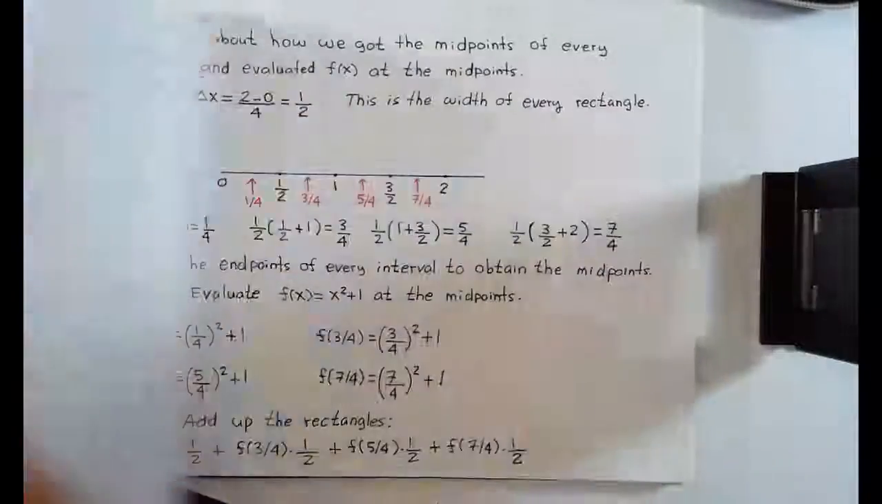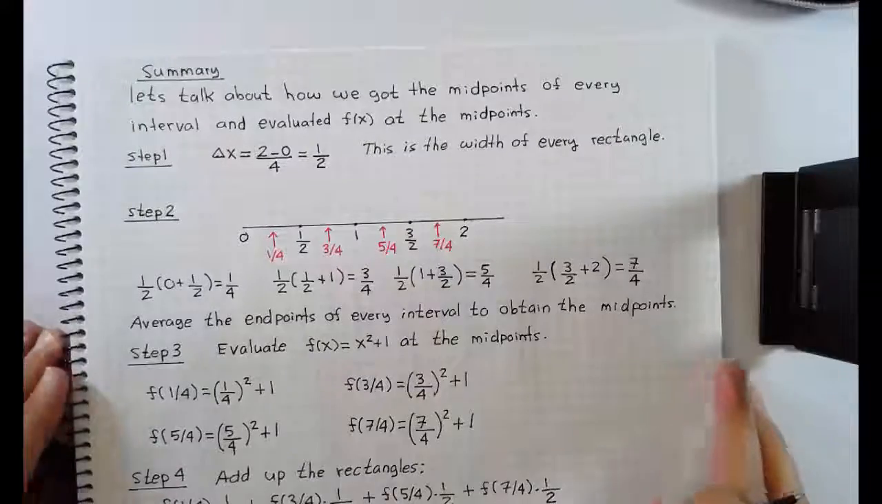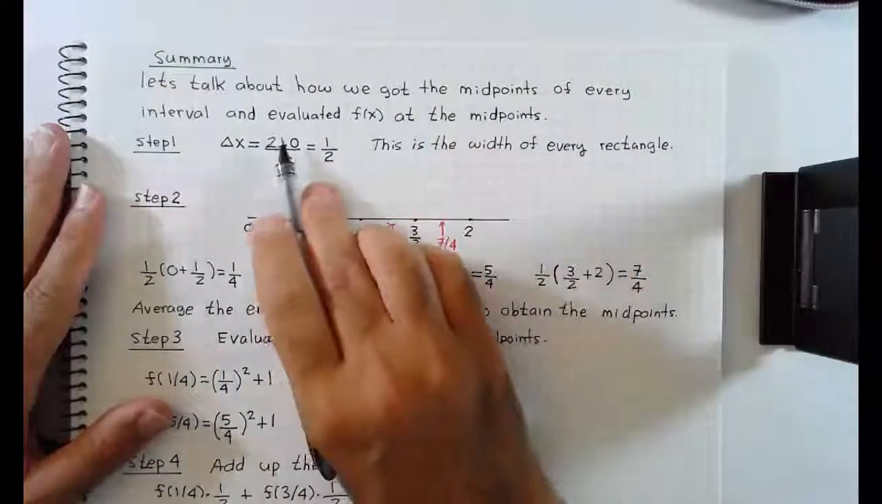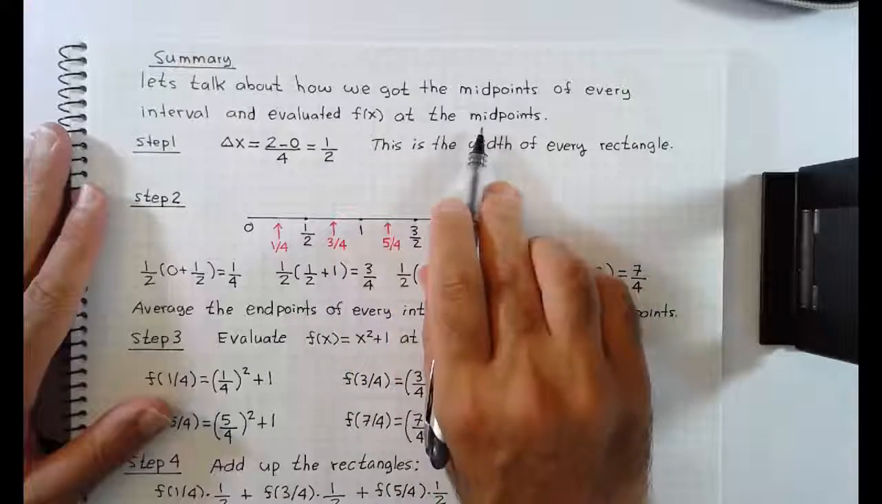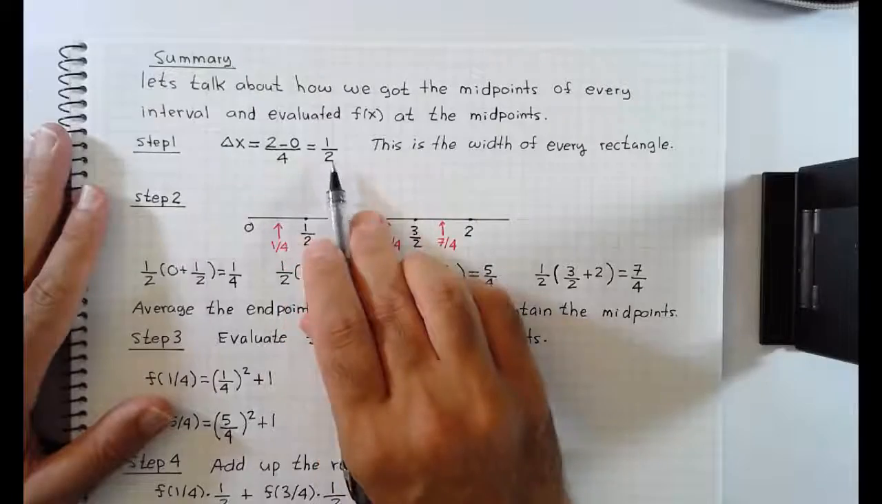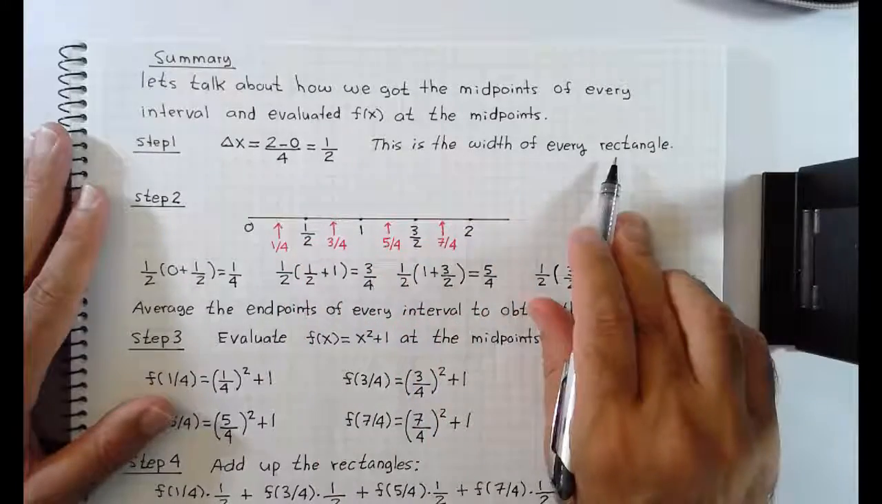Okay, let's summarize what we just did. Summary. Let's talk about how we got the midpoints of every interval and evaluated the function at the midpoints. Step 1. Delta x is 2 minus 0 over 4. That's 1 over 2. This is the width of every rectangle.